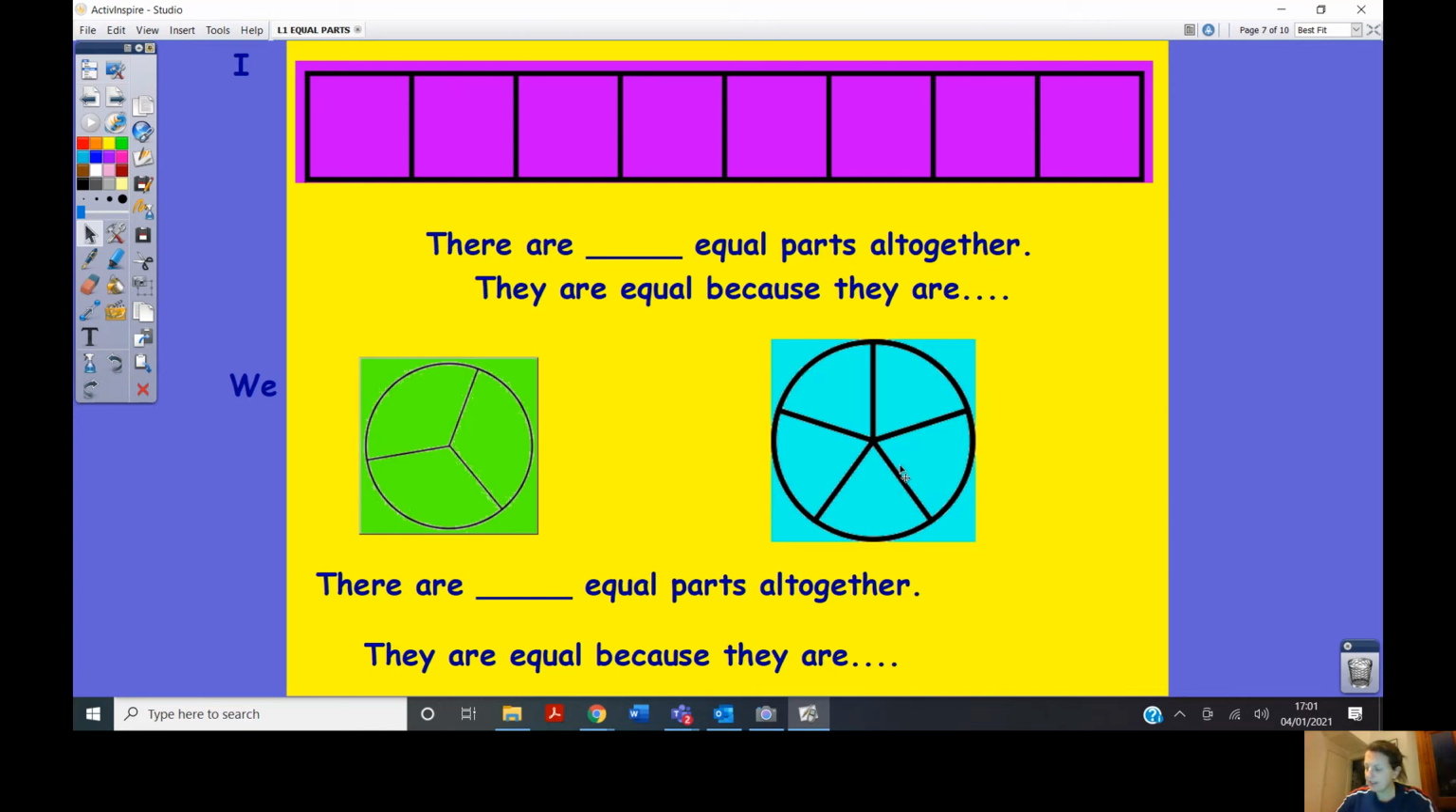Let's look at this blue circle, and we're going to look at this together. There are how many parts altogether? There are 1, 2, 3, 4, 5 parts altogether. They are equal because they are the same size and the same shape.